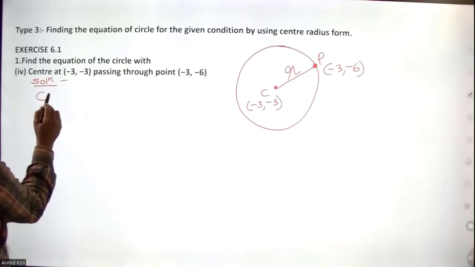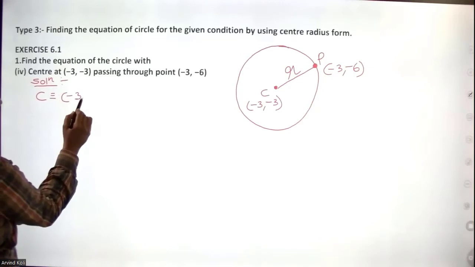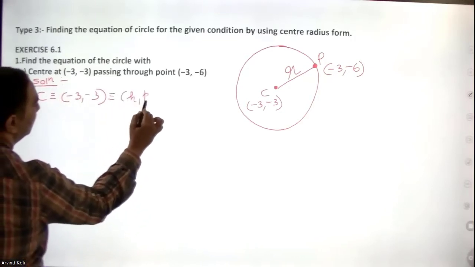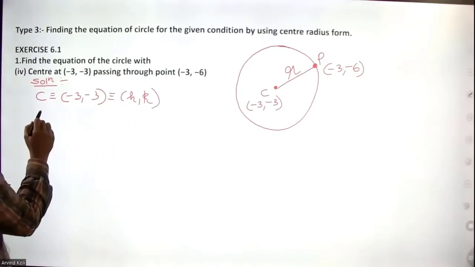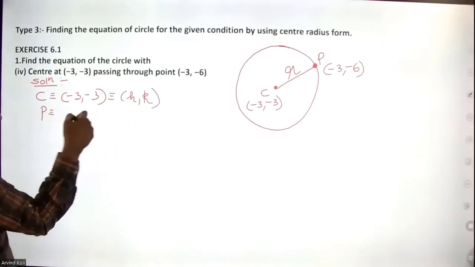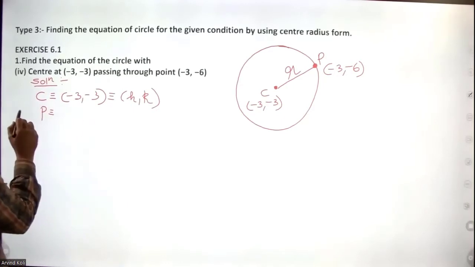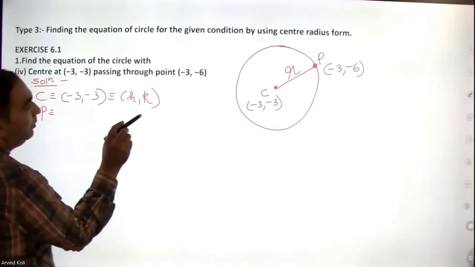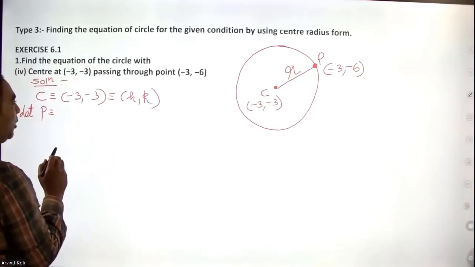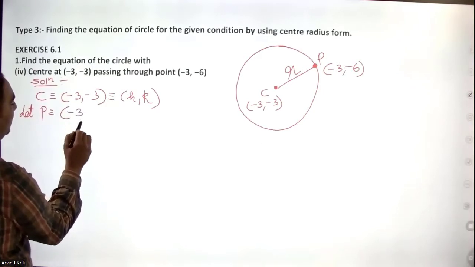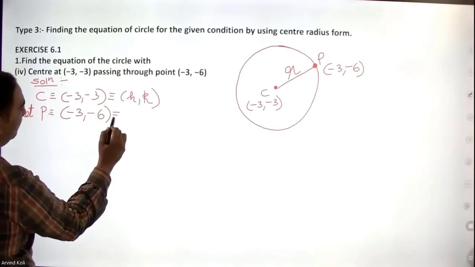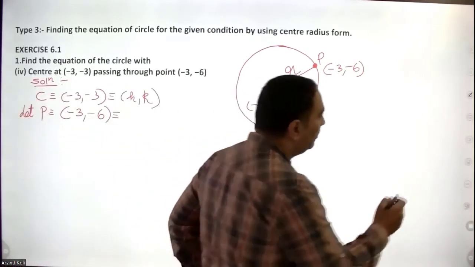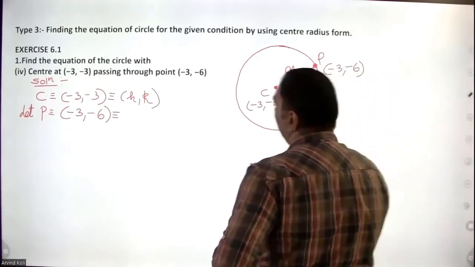सबसे पहले सेंटर minus 3, minus 3, इसे हम बोलते हैं h, k. All right. There is one more point P. ये पॉइंट का नाम हमने दिया है तो हम लोग चाहे तो बोल सकते हैं let P. Now, what are the coordinates? Coordinates minus 3, minus 6. So I'll write minus 3, minus 6. इसे कुछ नाम नहीं देते तो जाने दो. Let us not give it any name.